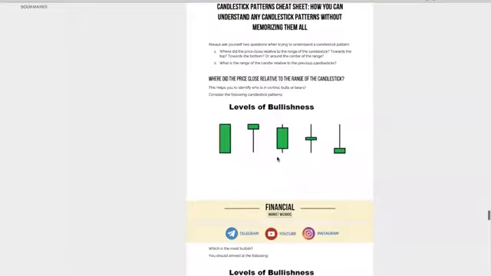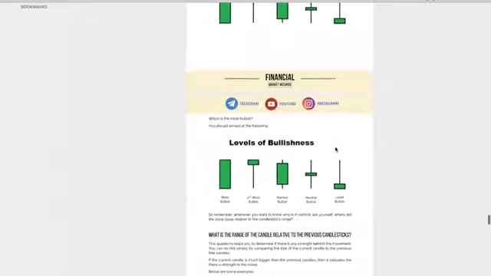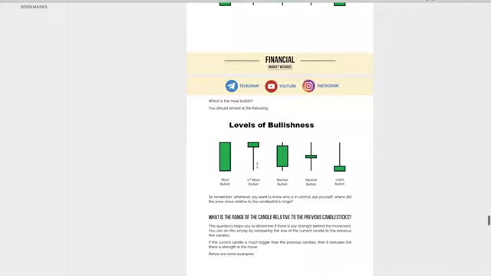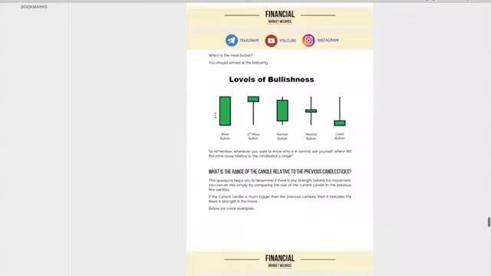So, where did the price close relative to the range of the candlestick? You can see over here, you have price closing at the top, price closing near the top, price closing in the center, and price closing near the bottom. So let me ask you a question. How do you tell the bullishness?